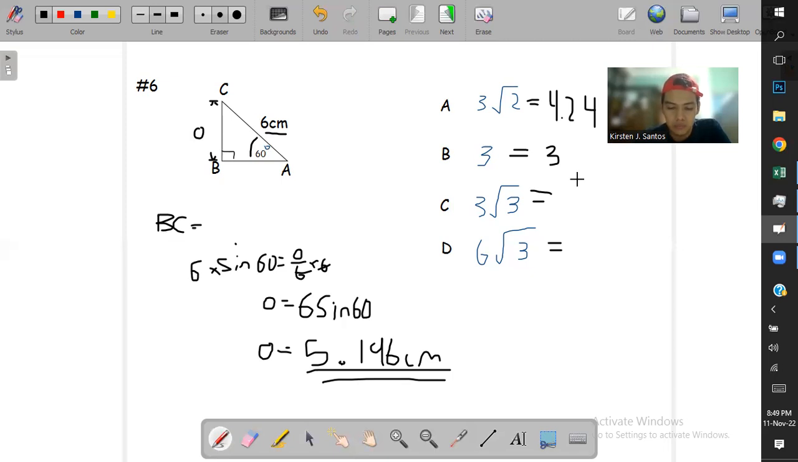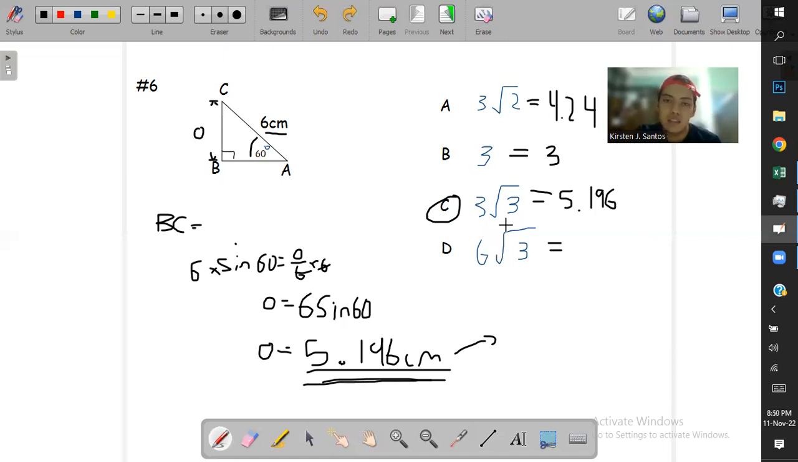But what about C? If I put 3 square root of 3 inside my calculator and I press equal, that means I will get back 5.196. So that's the correct answer. So C was the correct answer. I think most of you got 5.196, but you didn't know how to convert that into a square root. Some of your calculators should have given you 3 square root of 3.